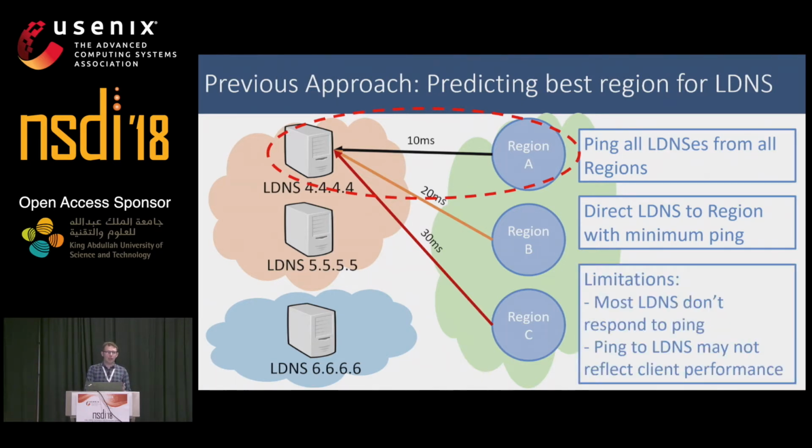And this approach has a couple limitations. First is that most LDNSs don't respond to ping. Previous work has shown that only around 15% of LDNSs on the internet are going to respond to unsolicited probes. The second issue is that ping to LDNS may not reflect client performance because it makes some assumptions about the proximity between clients and their LDNSs, both in terms of geography and topology.